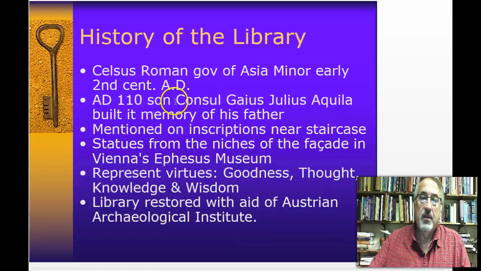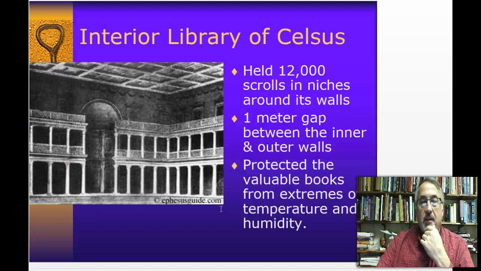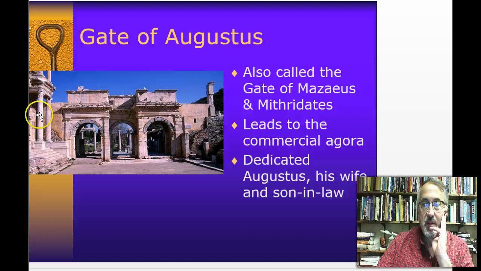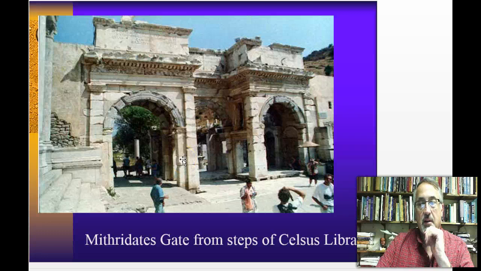I'll let you take a look at it. And here's the reconstruction of what it would have looked like on the inside where all the books would have been placed. The outside of the library, the library is just over here to the left, is this Gate of Augustus, which leads to the marketplace or agora.